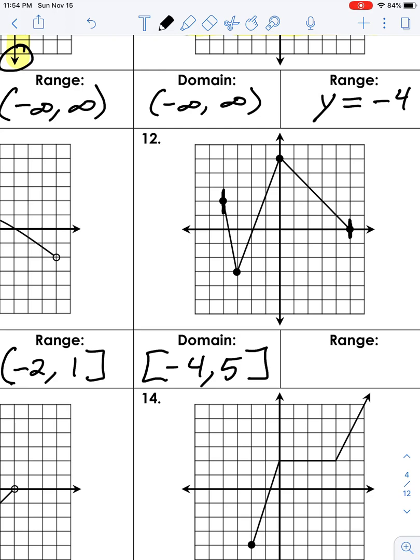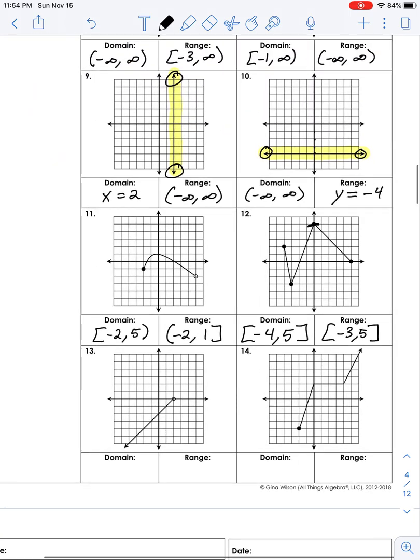The range, low point to high point. The lowest point on the graph is right here, so we just need to count down to it. -1, -2, -3. So -3. The high point of the graph is right here, so we just count up to it from the center. 1, 2, 3, 4, 5. And then we have our domain and range.